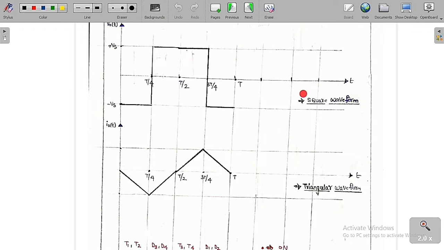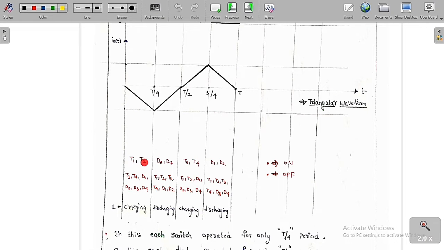So the output voltage is a square waveform, but the output current we are going to get is a triangular waveform. I already told you, in this region T1 and T2 are conducting and the remaining switches are off. In this region D3 D4 are conducting, and similarly here T3 T4 are conducting, and here D1 D2 are conducting, with the remaining switches off. In two of these regions the inductor is charging, and in the other two the inductor is discharging.